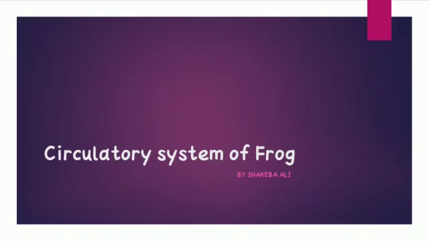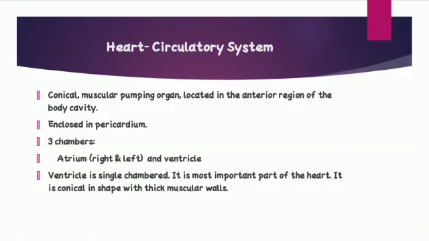Students, frog has a closed type circulatory system in which blood circulates in closed vessels or closed circuit of blood vessels being pumped by an organ called heart. This system is also called the cardiovascular system, and it consists of heart and three kinds of vessels: arteries, veins, and capillaries. At first we will see heart.